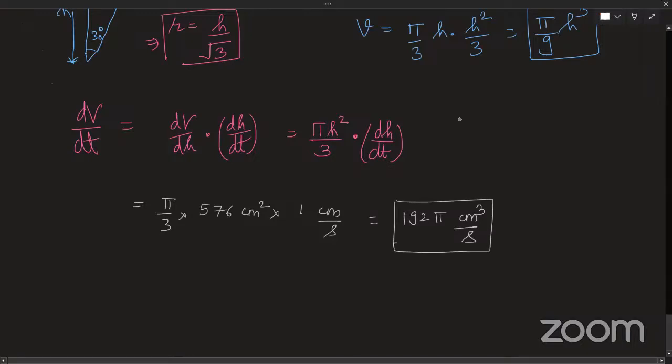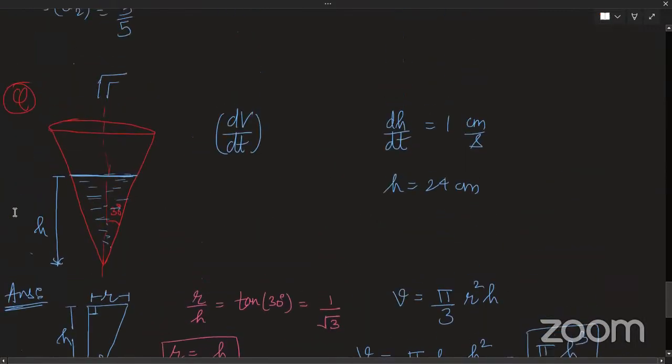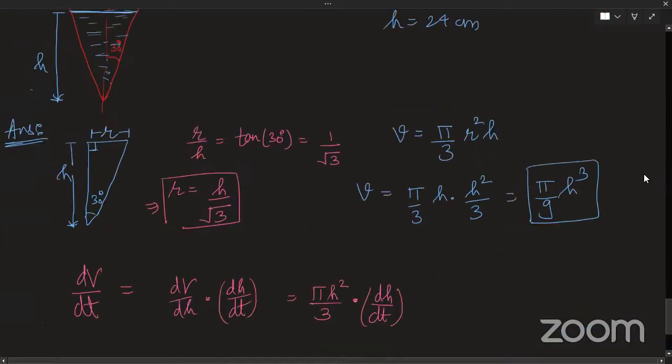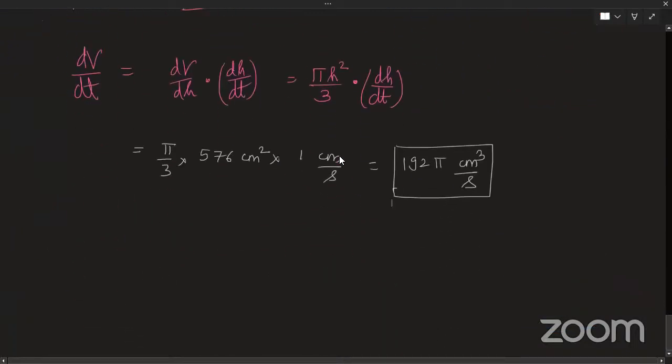Everyone got it? Any doubts? Again, I am just doing the same thing, repeating the same thing. I just assumed any height h. For that height h, I found out the volume and I differentiated volume applying the chain rule, and that is how I got my answer. Got it, everyone? Just ask if you have any doubt.